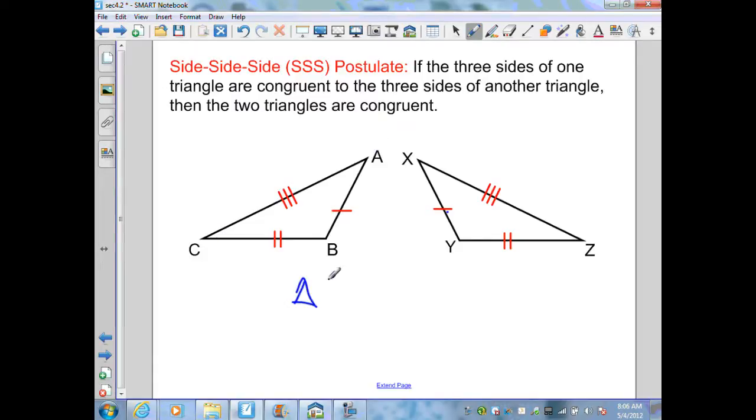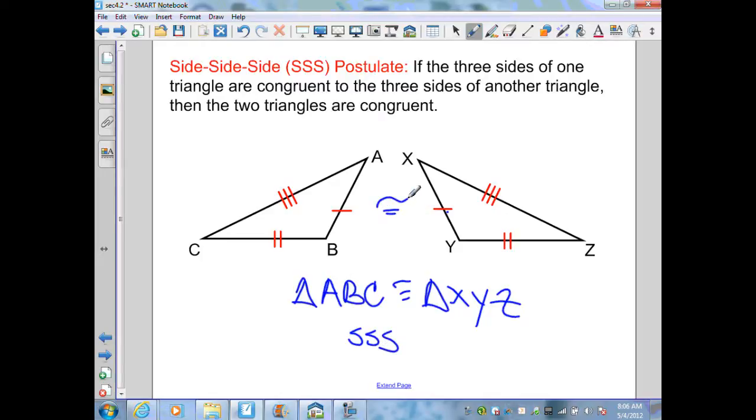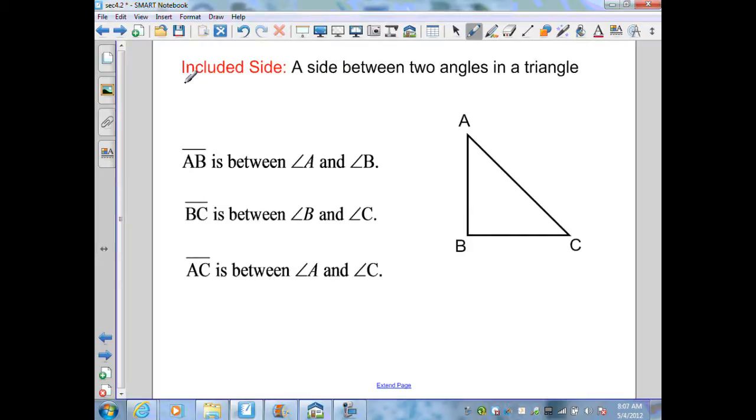Therefore, triangle ABC is congruent to triangle, and single, double, to triple is going to be XYZ. And I'm allowed to state that because of the side-side-side postulate, a great shortcut to be able to use to prove triangles congruent. Next, we need to identify what an included side and an angle is.